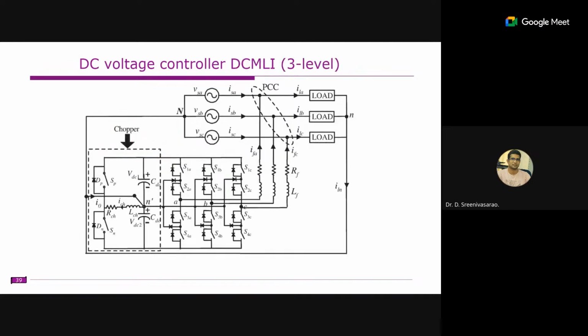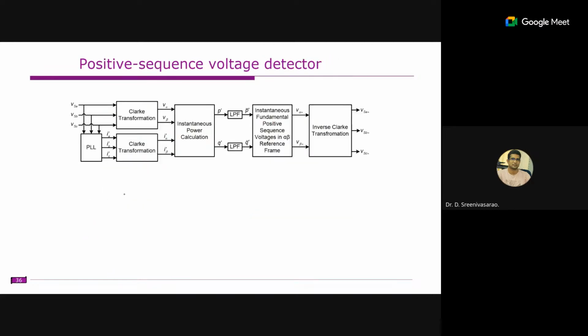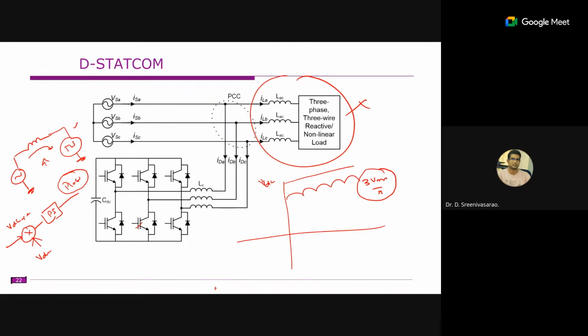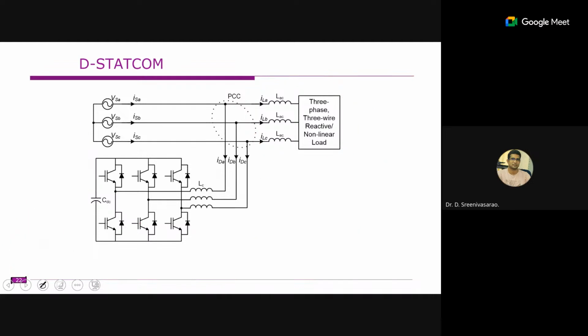So in case of three-level inverters, the same problem arises, right? In a three-level inverter, even if the neutral current is connected or not connected, the problem arises. For example, in a two-level inverter you have only one capacitor in a three-phase three-wire network. In a three-phase four-wire network, you have two capacitors in a two-level inverter.